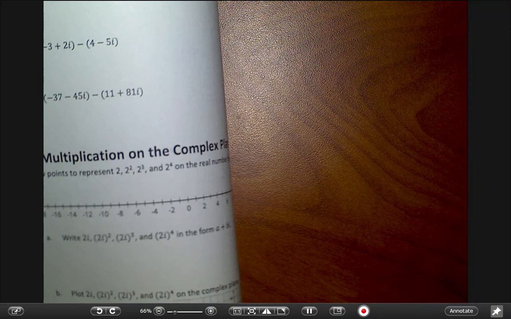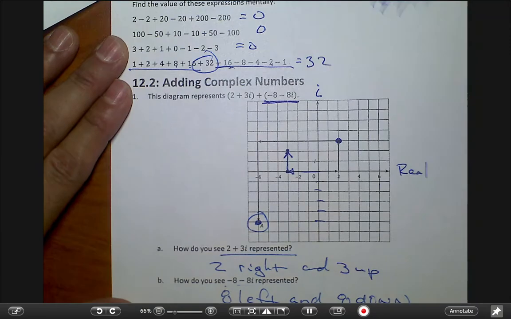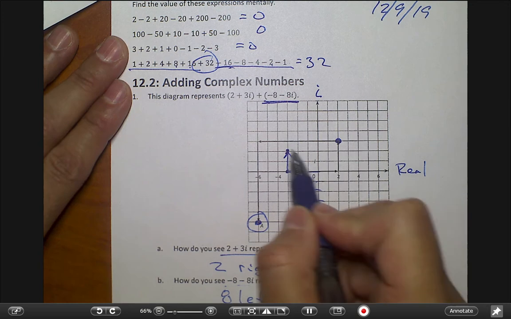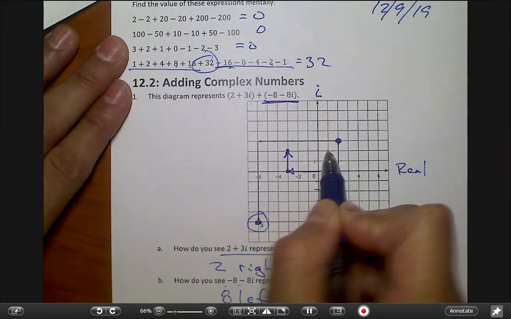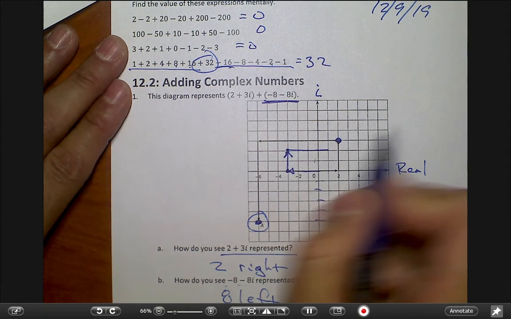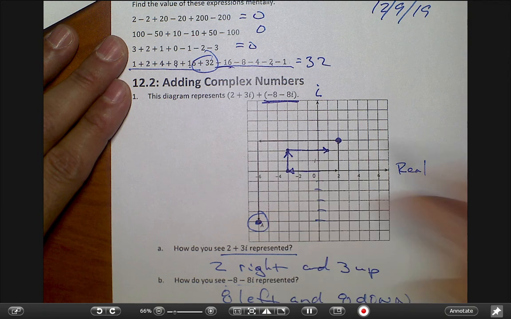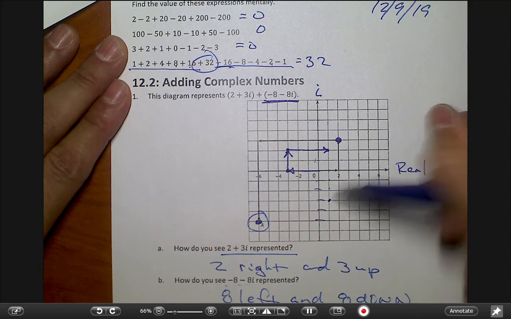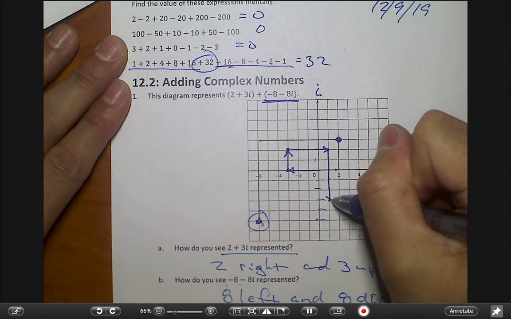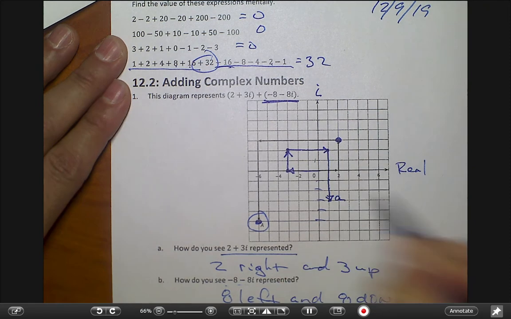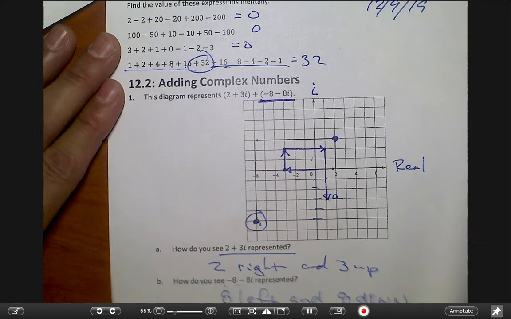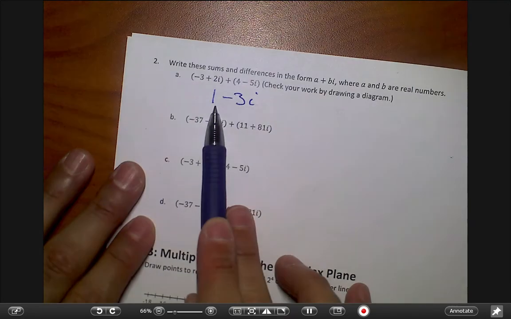The next one says 4 minus 5i. Okay, so now 4, which way do I go for the 4? Right 4. 1, 2, 3, 4. And then it says minus 5i, so it goes down 5. 1, 2, 3, 4, 5. So there's my little a. So it is right 1 and down 1, 2, 3. Right 1, down 3.